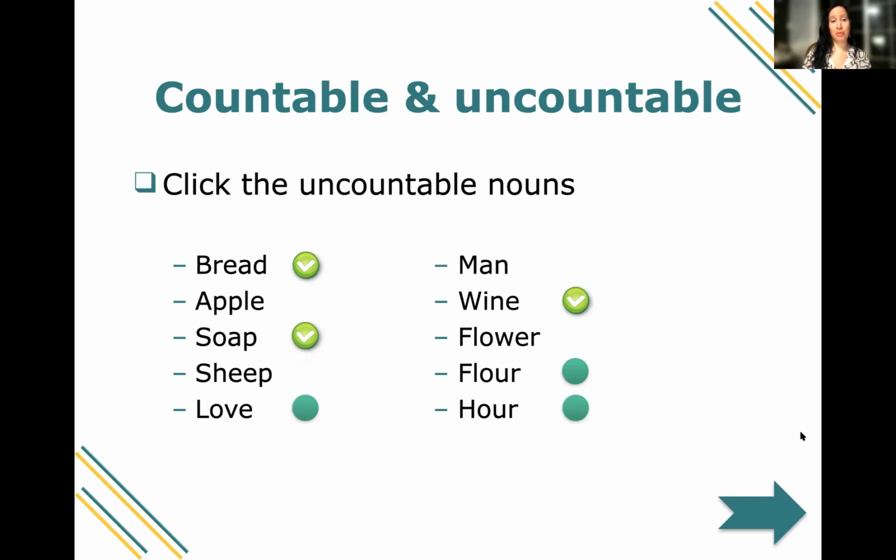I clicked a little too much, but we saw sheep is a countable noun, okay? So if it's a check mark, it's an uncountable noun. If there's no check mark, then it's a countable noun. That means you can count the nouns. That means you can count sheep, okay? And that means you can count tulips or roses, okay? Flowers you can count, unless it's a bunch of flowers. But remember, those are collective nouns.